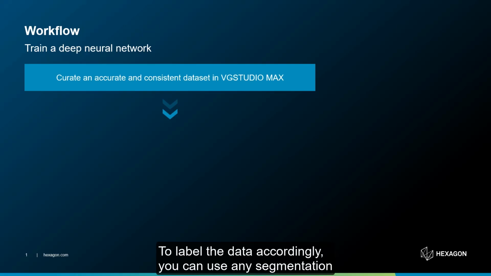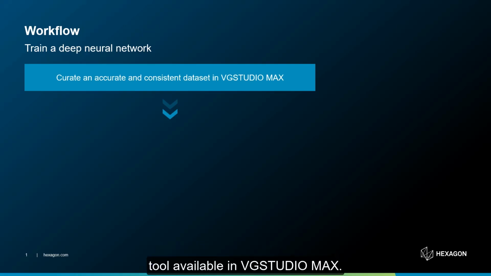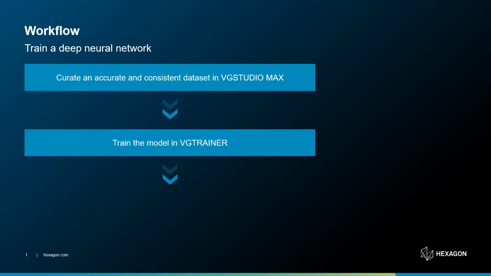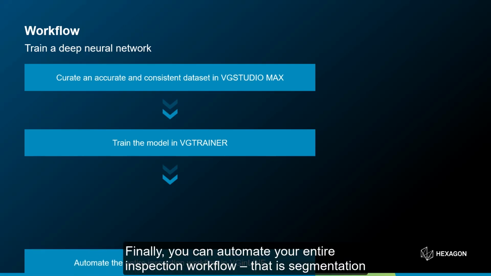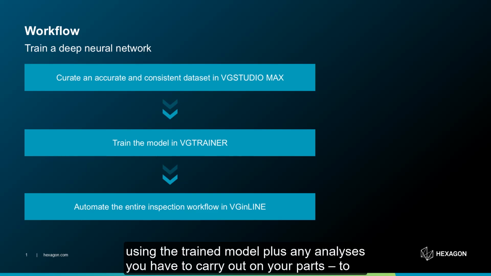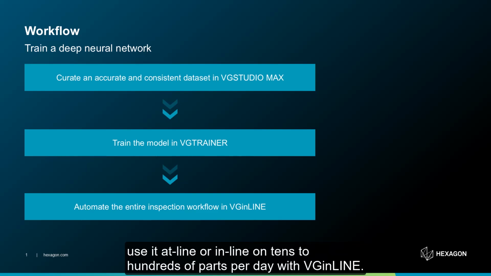To label the data accordingly, you can use any segmentation tool available in VG Studio Max. Once you have labeled a sufficiently large set of volumes, you can start training a model in VGTRAINER. This is what we will focus on in this video. Finally, you can automate your entire inspection workflow, that is segmentation, using the trained model plus any analyses you have to carry out on your parts, to use it at line or inline on tens to hundreds of parts per day with VGinline.